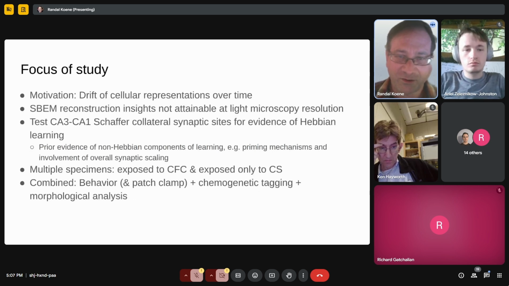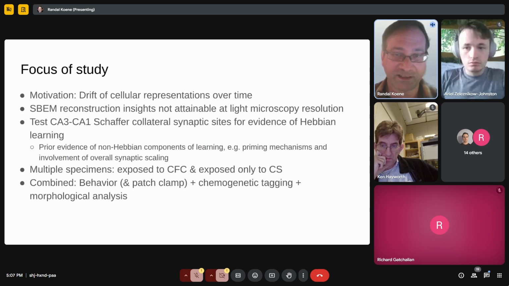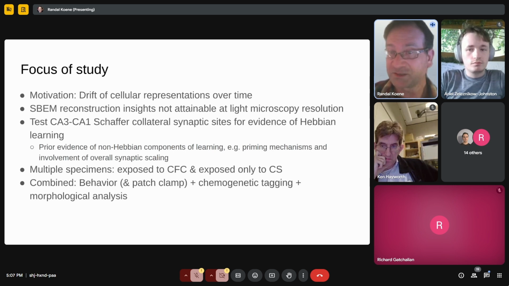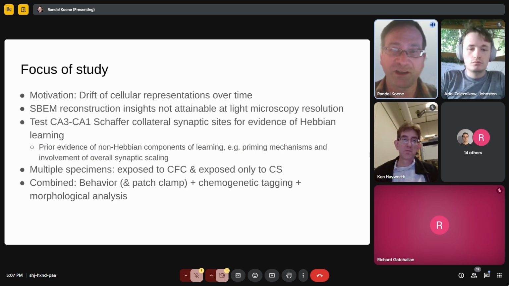Methods used in this study are quite relevant to our interests in methods that can work with static snapshots, as they use serial block-face scanning electron microscopy, or SBEM. They were able to do this for multiple specimens, so multiple mice, some of which were exposed to contextual fear conditioning, while others were exposed only to the context stimulus. They combined behavior, chemogenetic tagging, and detailed morphological analysis.